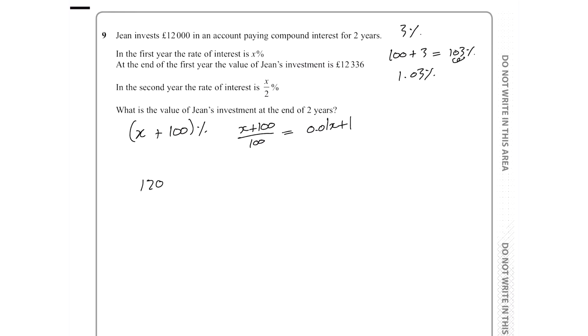So we're going to do 12,000 times the decimal, which in this case is 0.01x plus 1, and that equals £12,336. So now we can rearrange this and work out what x is. So we can divide each side by 12,000.